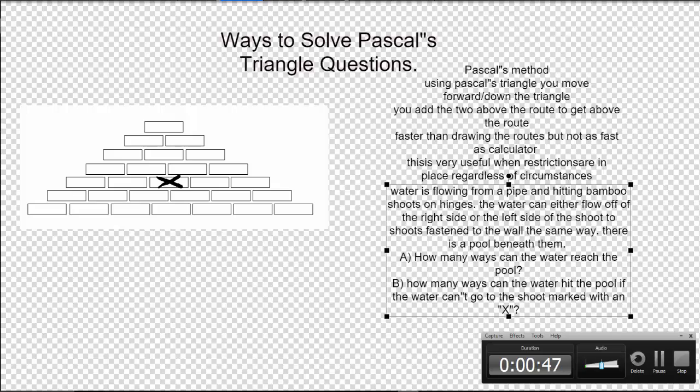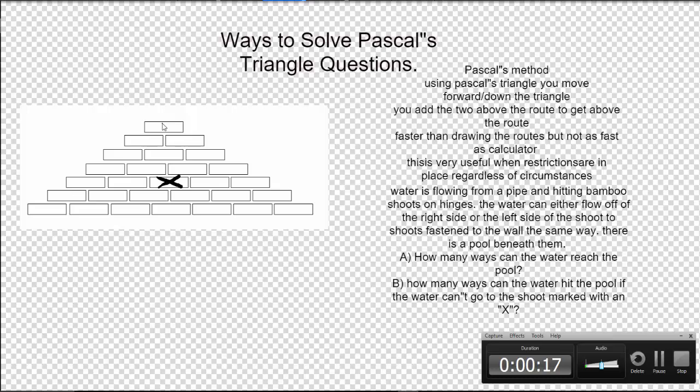So an example question would be, water is flowing from a pipe and hitting a bamboo shoot on hinges. The water can either flow off of the right side or the left side of the chute. Two chutes fasten to the wall in the same way. There is a pool beneath them. How many ways can the water reach the pool? Using Pascal's triangle method, I'm going to show you the different ways to get to the bottom of the pool.